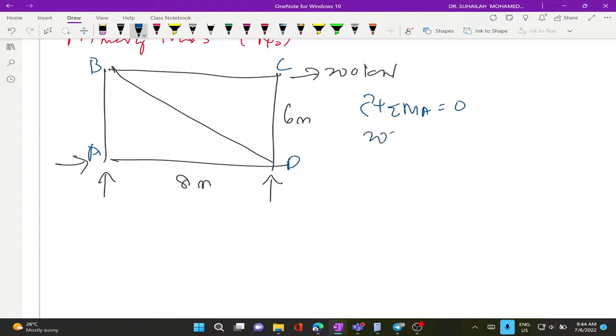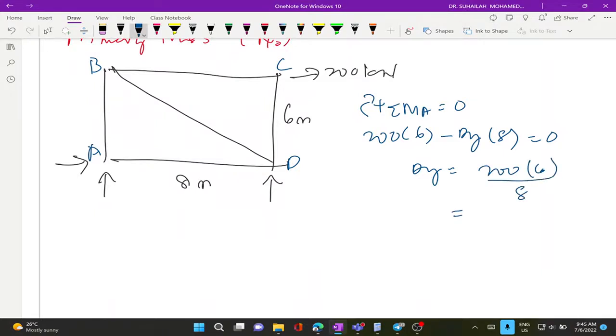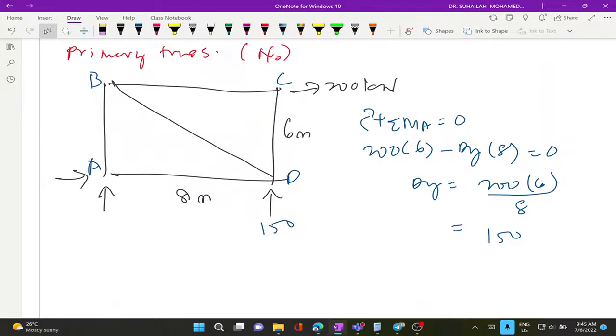So what we get is 200 times 6 minus Dy times 8. So Dy is equal to 200 times 6 divided by 8, which is equal to 150. So Dy is equal to 150. Automatically Ay, we get negative 150, and we get Ax, which is opposite, it is 200.